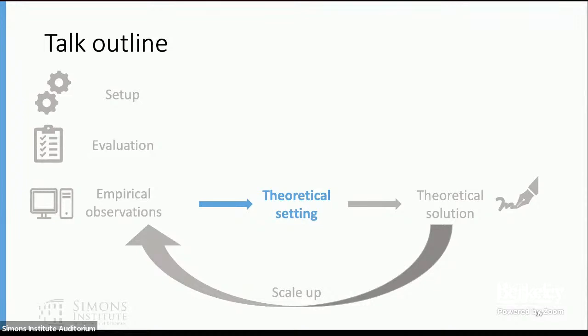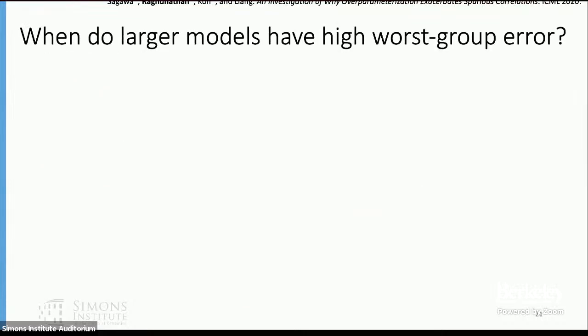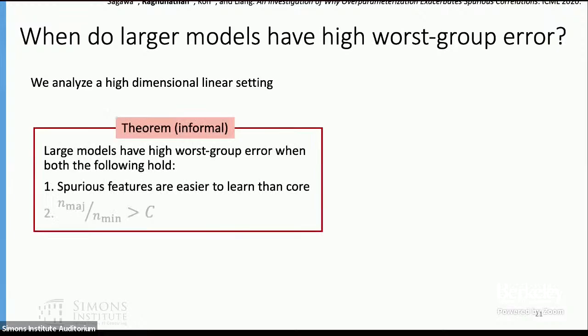So now I'll present some explanation for why we think this is happening and what that tells us about how we actually fix this problem in practice. So when is it the case that having large models does worse than having small models? In the paper, in ICML 2020, we analyzed a high dimensional linear setting. And I'll just have an informal simplified version here. So we can prove that the worst group error is high when the following two conditions hold.